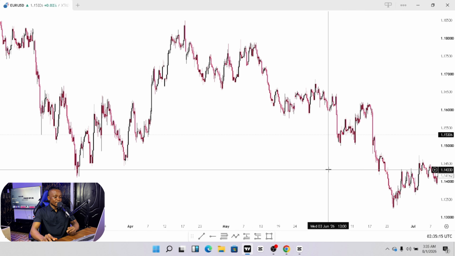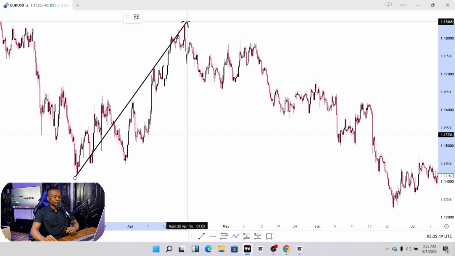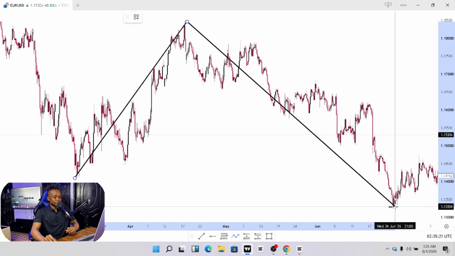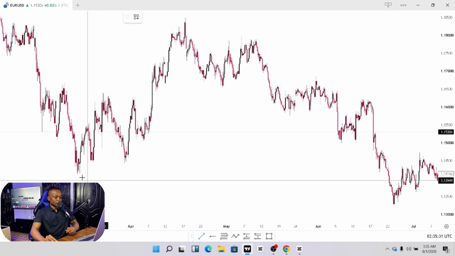Euro USD. As you can see, Euro USD pro structure pulled back here and broke structure to the downside, breaking this low, thereby creating what?